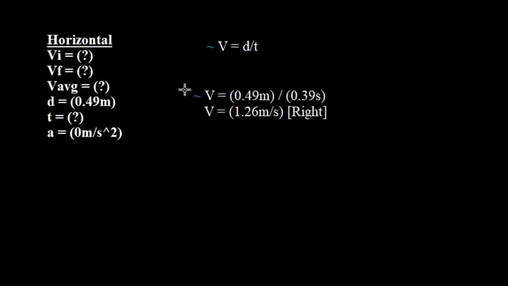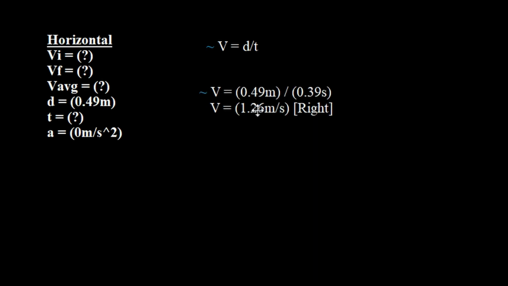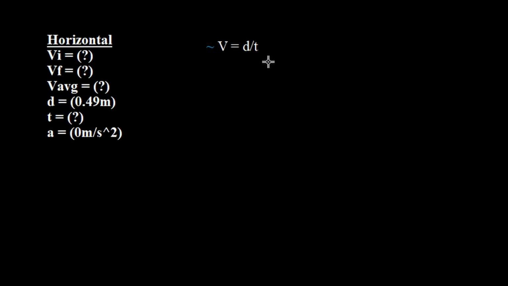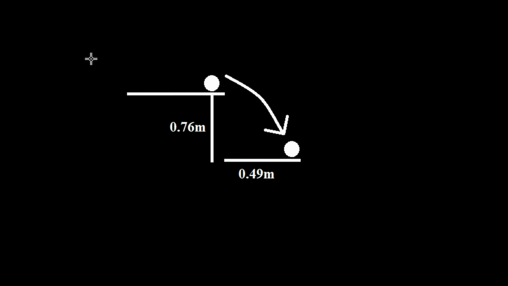So we have velocity equals the distance, 0.49 meters, divided by the time, which is 0.39 seconds. And we know it's moving to the right, so it's 1.26 meters a second, right. That is the velocity. But that's also the initial, final, and average velocity. So that's it, we found all the variables.